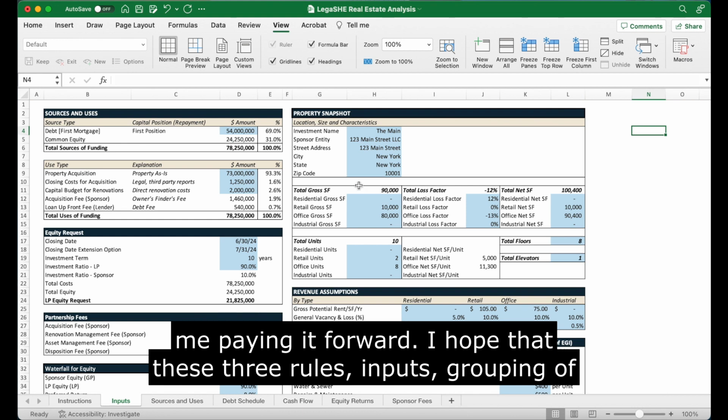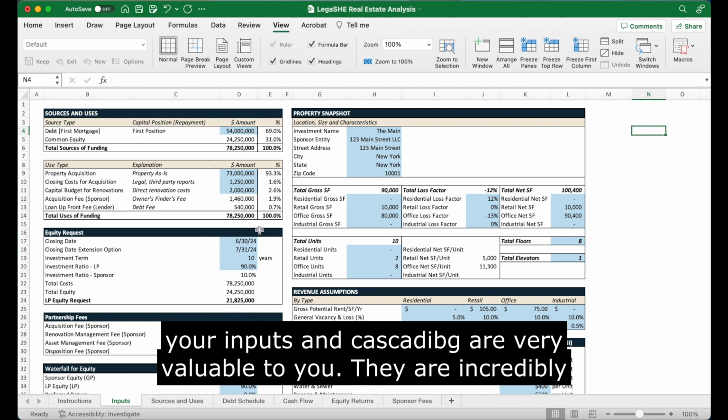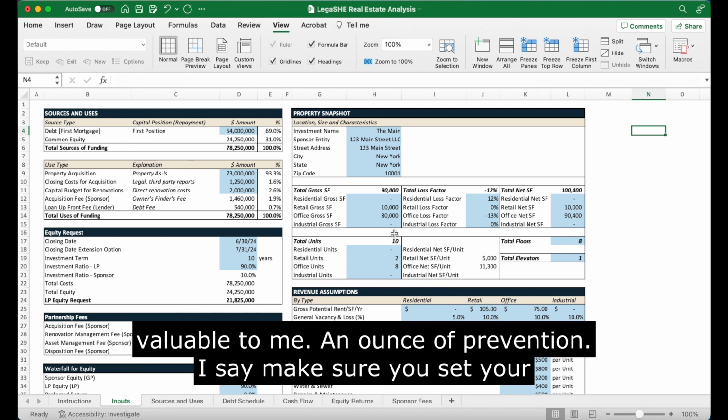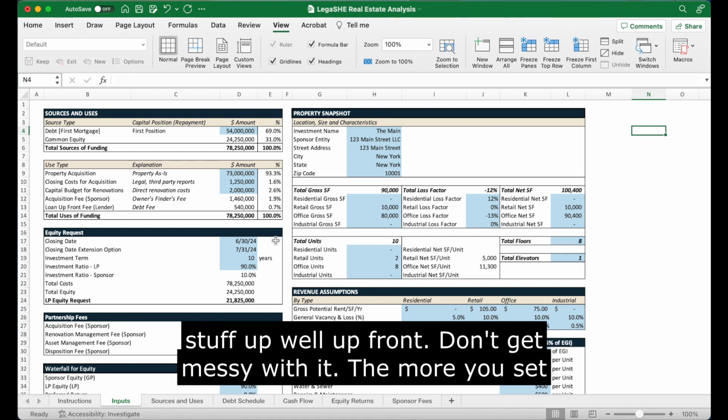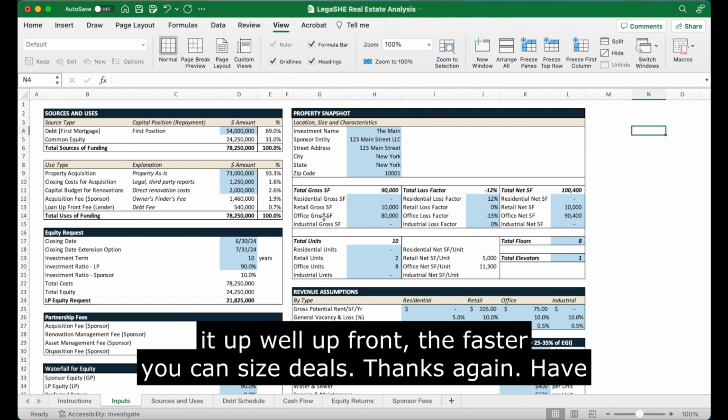I hope that these 3 rules, inputs tab, grouping of your inputs, and cascading, are very valuable to you. They are incredibly valuable to me. An ounce of prevention, I say, make sure you set your stuff up well up front. Don't get messy with it. The more you set it up well up front, the faster you can size deals.